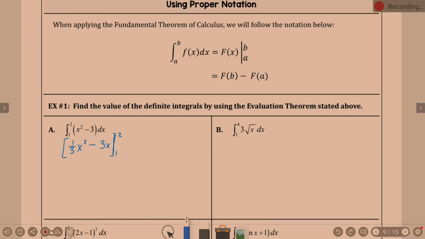Now, we're going to plug this in. We're going to start by plugging in the upper limit. You're always doing upper minus lower. So I'm going to say 1/3 times 2 cubed minus 3 times 2. That's my integral evaluated at the upper limit. And then it's always going to be subtracting. And now I'm going to plug in my lower limit: 1/3 times 1 cubed minus 3 times 1.